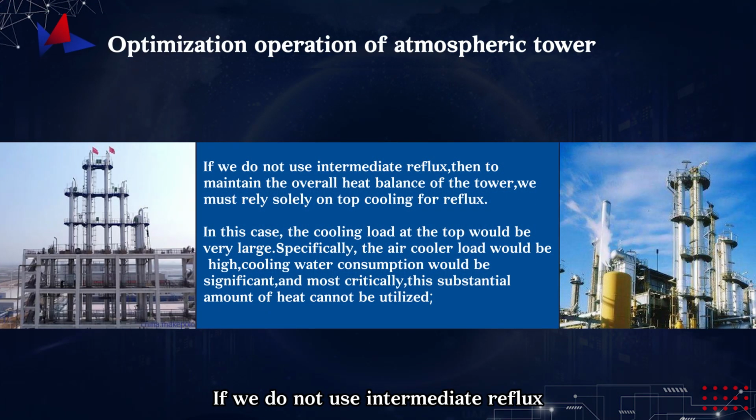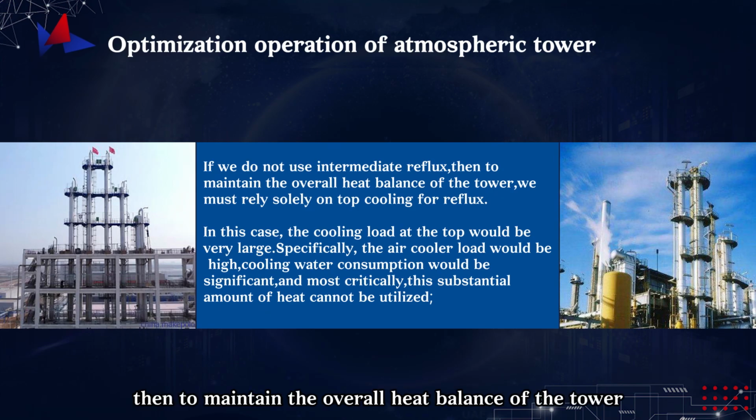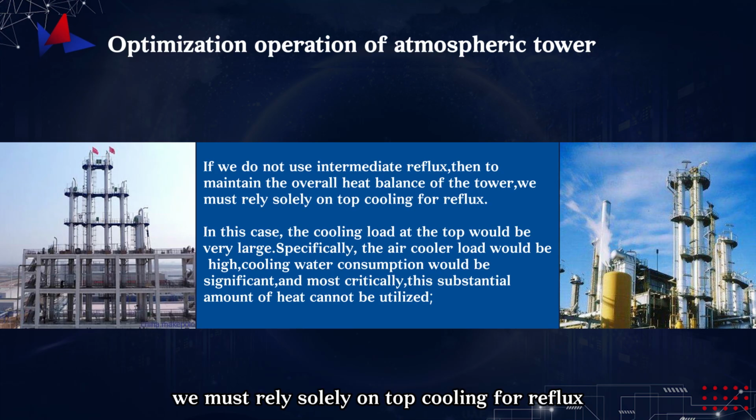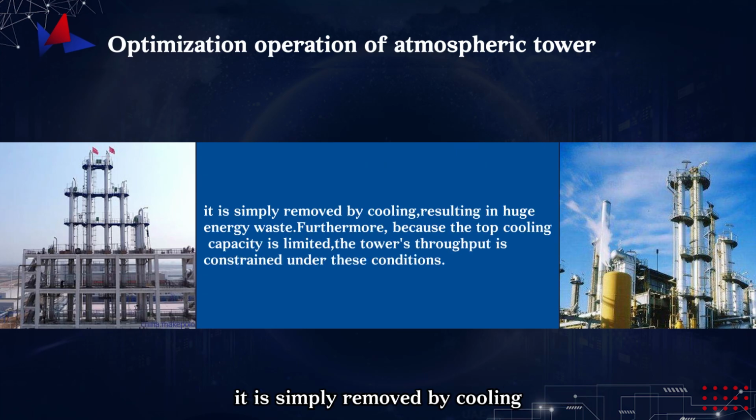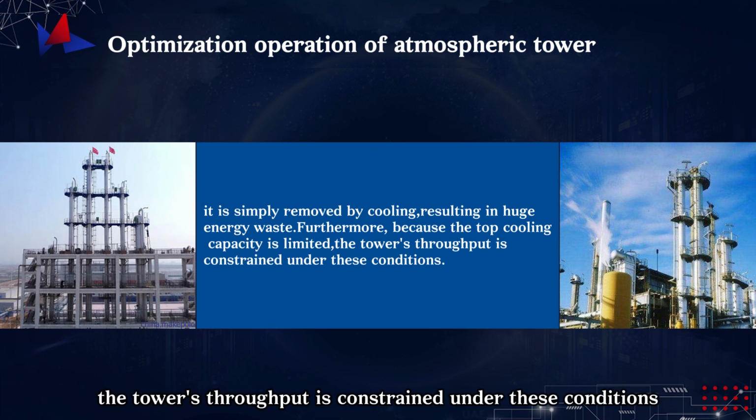If we do not use intermediate reflux, then to maintain the overall heat balance of the tower, we must rely solely on top cooling for reflux. In this case, the cooling load at the top would be very large. Specifically, the air cooler load would be high. Cooling water consumption would be significant. And most critically, this substantial amount of heat cannot be utilized. It is simply removed by cooling, resulting in huge energy waste. Furthermore, because the top cooling capacity is limited, the tower's throughput is constrained under these conditions.